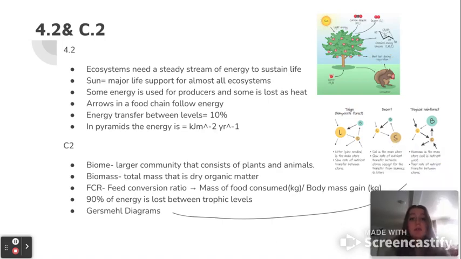Ecosystems need a steady stream of energy to sustain their lives, and obviously the sun is going to be a major support for almost all ecosystems. Some energy is used by producers and is lost as heat. Arrows in a food chain, if you're looking at one, follow the energy. Again, some of it is going to be lost as heat, and energy transfer between levels is 10%.